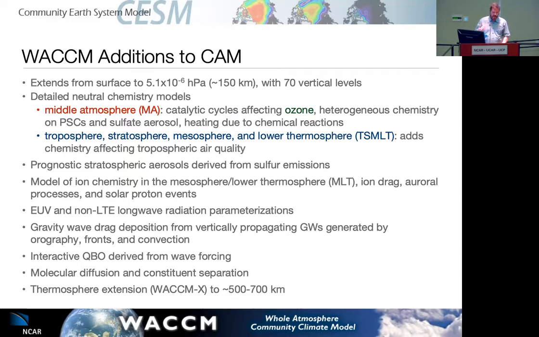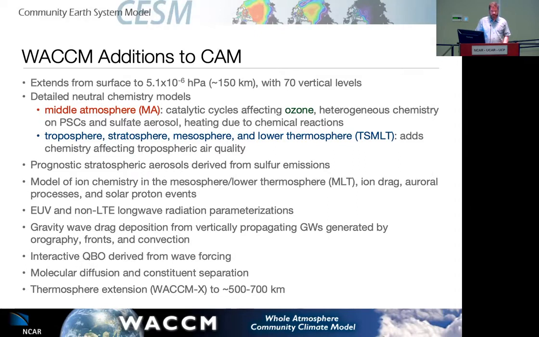And that adds on to the middle atmosphere chemistry by putting in a bunch of reactions and species that are important in the troposphere for air quality, for studying pollution and the effects of that. So this is sort of combining what used to be done in CAM-Chem with WACCM. So we have a complete model that includes all the chemistry.